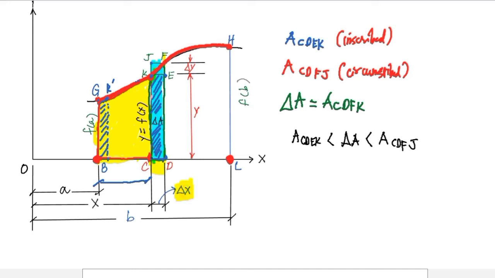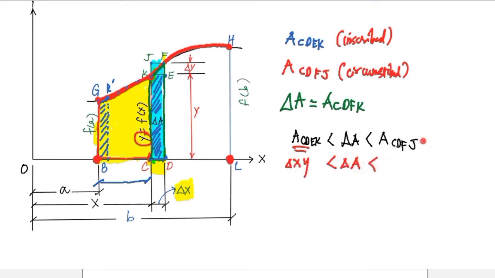So since this is a rectangle, the area of the rectangle is computed using the product of the length and the height, di ba? The length times the width. Since that is delta x, then the height of this, from point C to point A, is being denoted as y, because that is the distance from point C to the curve, that's the height y. So the area of CDEK is delta x multiplied by y, and this is less than the differential area.